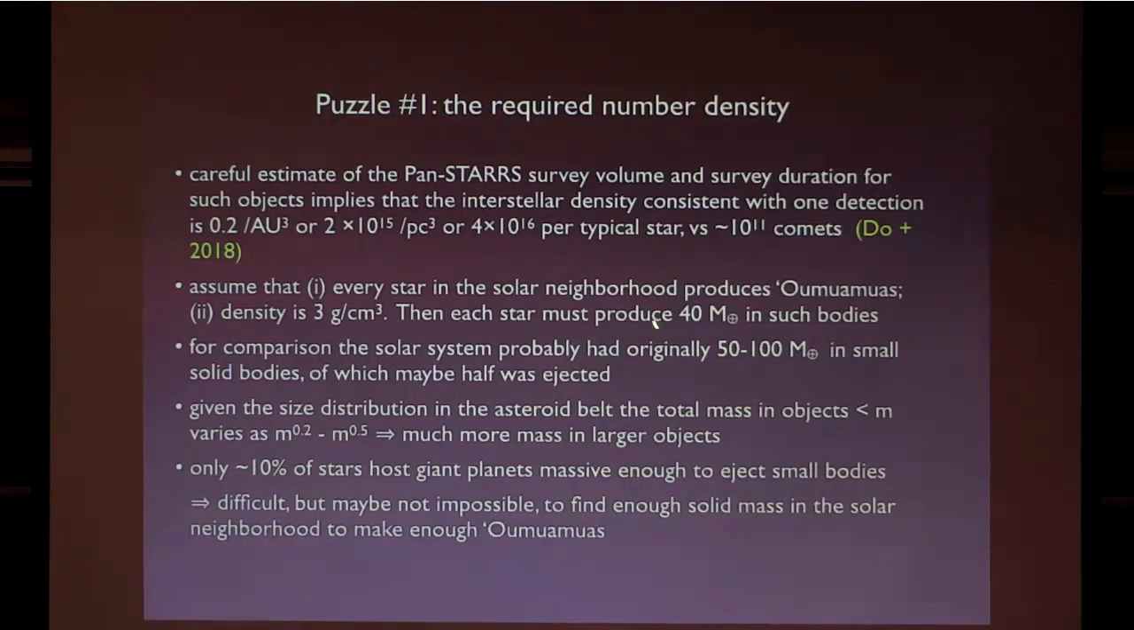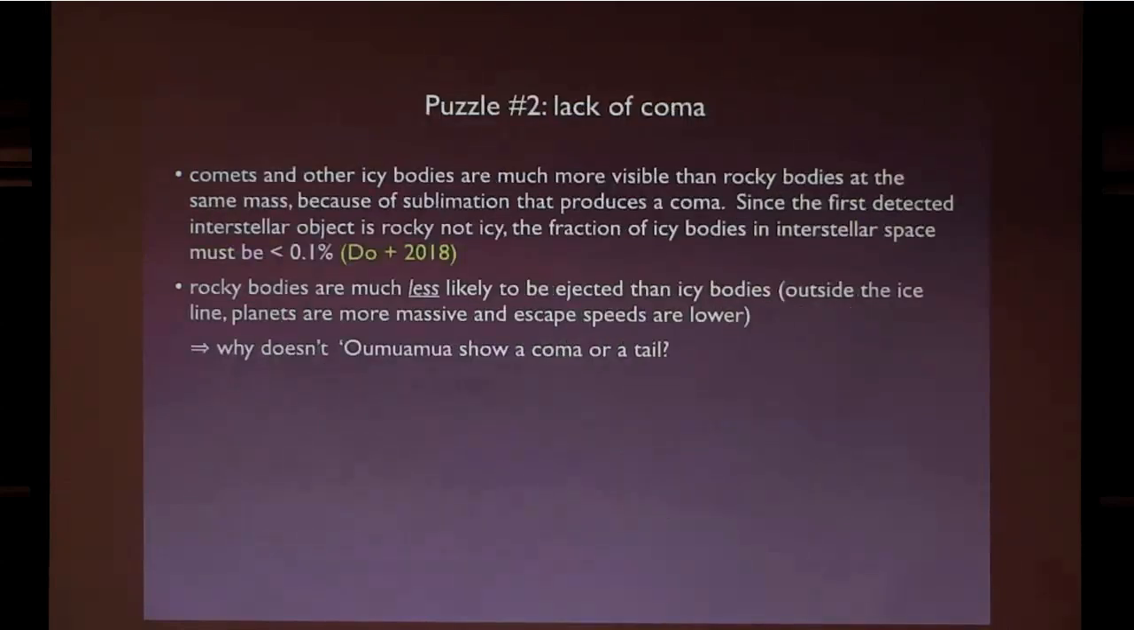For comparison, the original protoplanetesimal solid mass in the solar system was maybe 50 to 100 Earth masses. That doesn't look so bad, except that, first of all, the size distribution of planetesimals means that most of the mass is in the most massive bodies. Oumuamua is much less massive than typical comets, so the total mass has to be a lot bigger. Second, only about 10% of stars have giant planets massive enough to eject small bodies, so I would say it's maybe not impossible, but very difficult to find enough solid mass to make enough of these bodies.